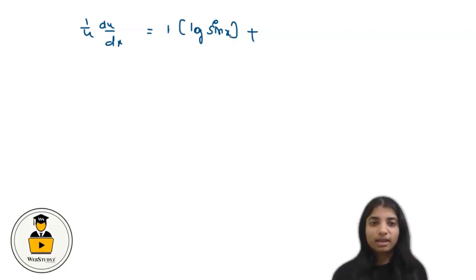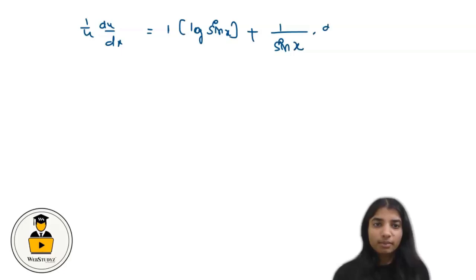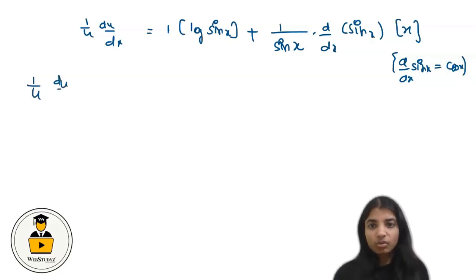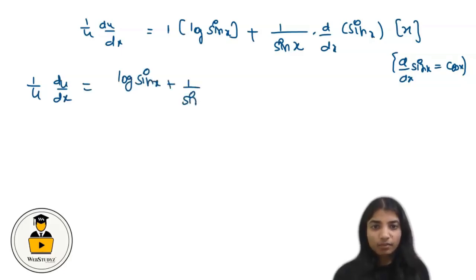We know that d divided by dx of log of theta is 1 divided by theta. Here theta is replaced with sine of x. So this becomes 1 divided by sine of x multiplied by d divided by dx of sine of x, and here x remains as it is. We know that the differentiation of sine of x, that is d divided by dx of sine of x, is equal to cos of x. So 1 divided by u, du divided by dx is log of sine of x plus 1 divided by sine of x multiplied by the differentiation of sine of x, which is cos of x, and x will remain as it is.